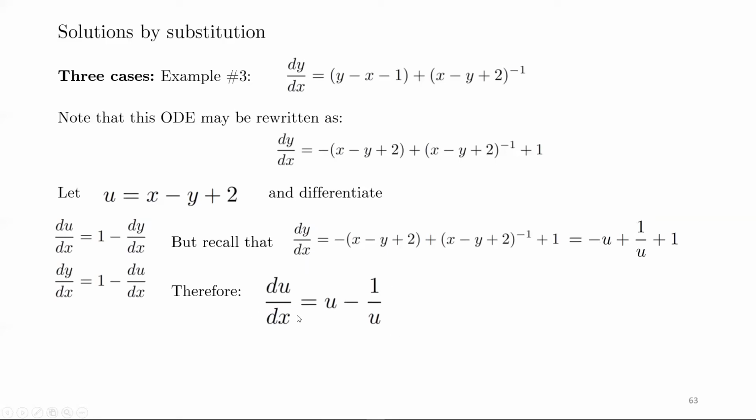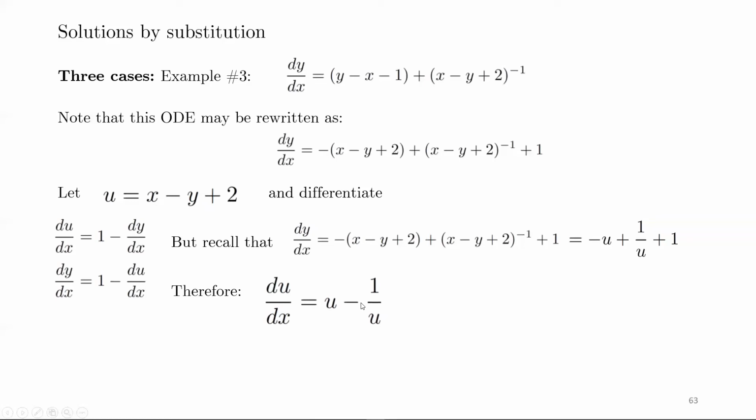So if I substitute that into the equation, I end up with this very simple separable first order ODE: du by dx equals u minus 1 over u. The 1's cancel here because I have a 1 minus dy by dx here, so I end up getting 1 minus the 1 over here. I get a separable first order ODE.